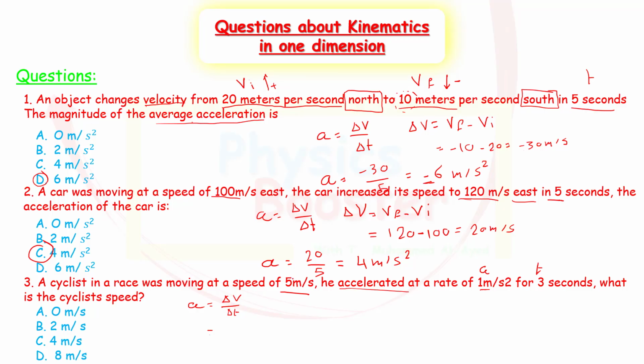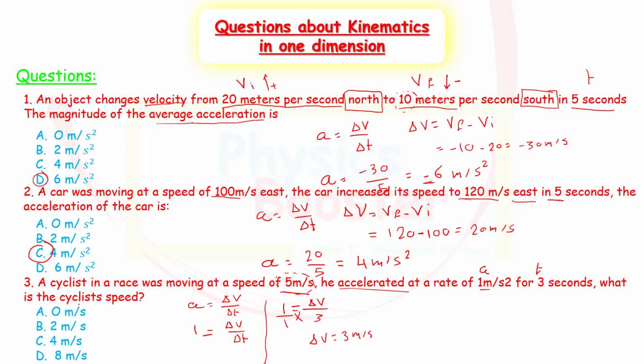And I also have the initial velocity, which is equal to 5 meters per second. So let's do it like this. I know that the acceleration is equal to 1. So 1 is equal to delta V over delta T. Again, I know that the acceleration is 1. This is equal to delta V divided by the time. The time here is 3. I can do a cross multiplication and find that delta V is equal to 3 meters per second, but it's not asking me to find delta V.